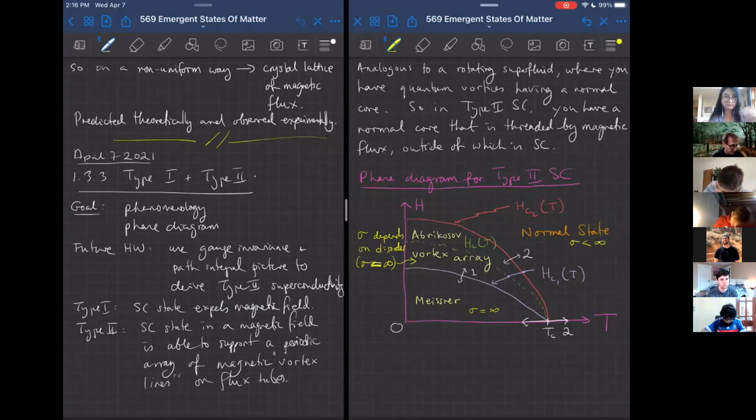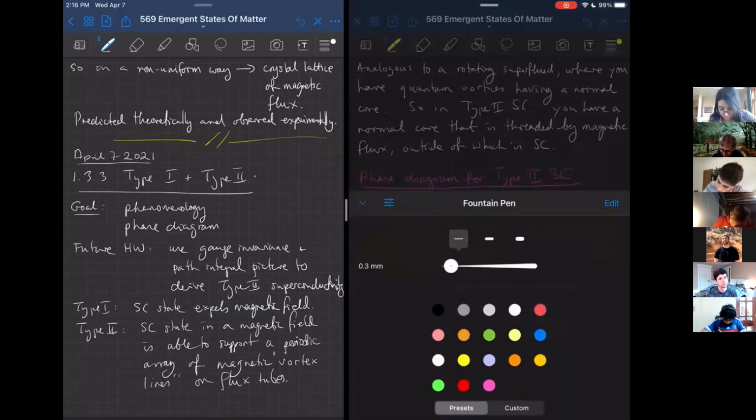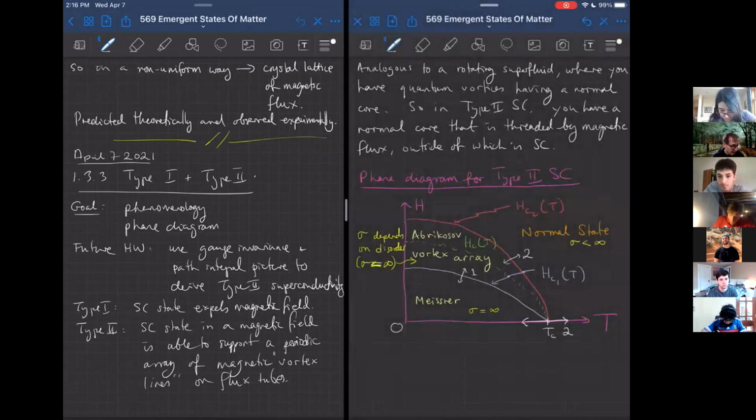Okay, now let's talk about the phenomenology of this phase diagram. First of all, why do you get flux tubes, intuitively? And the answer that we're going to give is as follows. It's to do with surface tension.